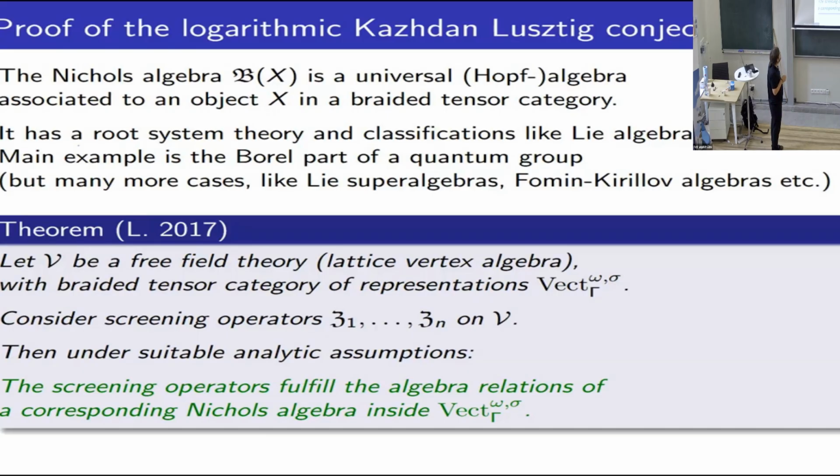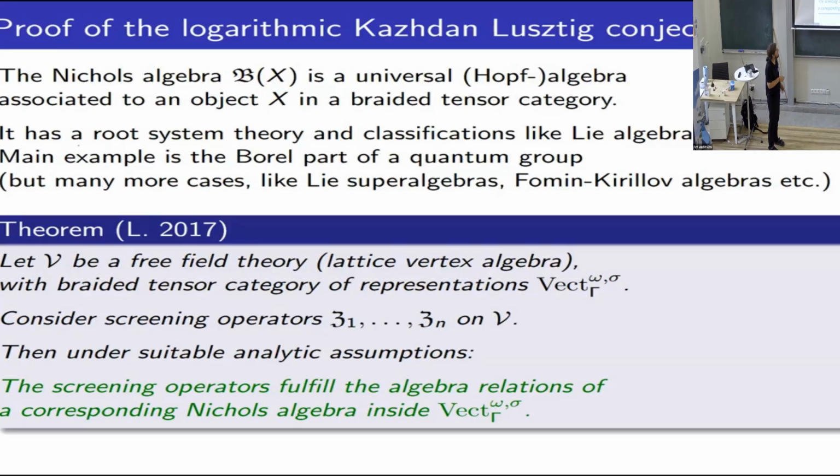The theorem that in this context I want to mention is, suppose V is a free field theory. I think this is true in more general cases, but I can prove it just for this case. So V is a free field theory, like representations of the Heisenberg VOA, or a lattice vertex algebra, whatever. Then the braided tensor category of representations is these Gamma-graded vector spaces with some cocycles. Now consider screening operators. Then under suitable assumptions on the analysis, these screening operators exactly fulfill the relations of the Nichols algebra of the corresponding elements in this braided tensor category. How do you get X? X is basically just spanned by the screenings, exactly.